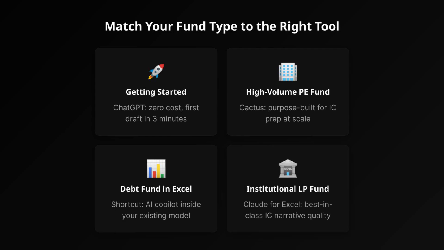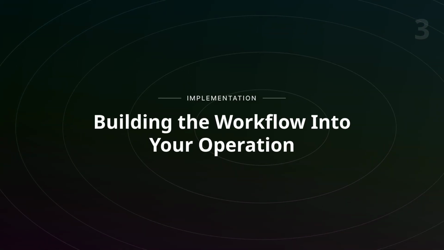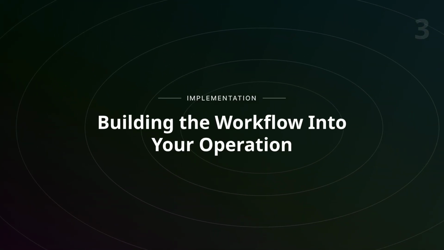Different fund types map to different tools. A small fund just getting started can go straight to ChatGPT. A private equity real estate platform reviewing deals at volume should look at Cactus. Debt fund teams already in Excel all day will gravitate to Shortcut, and any fund producing formal LP materials should add Claude for Excel to the mix for narrative polish.